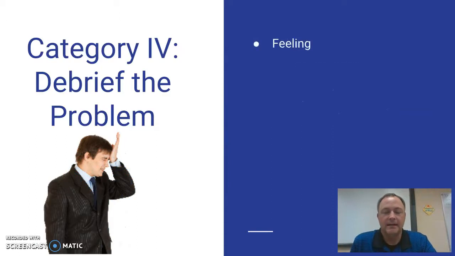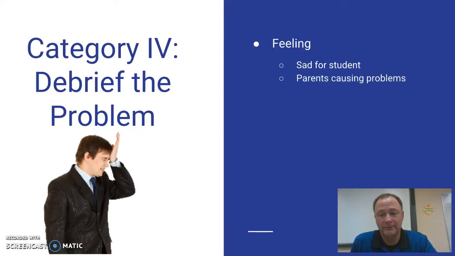So what was I feeling? As I go through this, I'm feeling sad for the student. Obviously, he's in a situation that is not good. I think his parents' relationship is deteriorating, and I think that's carrying over onto him, and so I feel bad for him. I feel like the parents are the big root of the problem and cause maybe some of his disabilities to manifest themselves a little bit more.